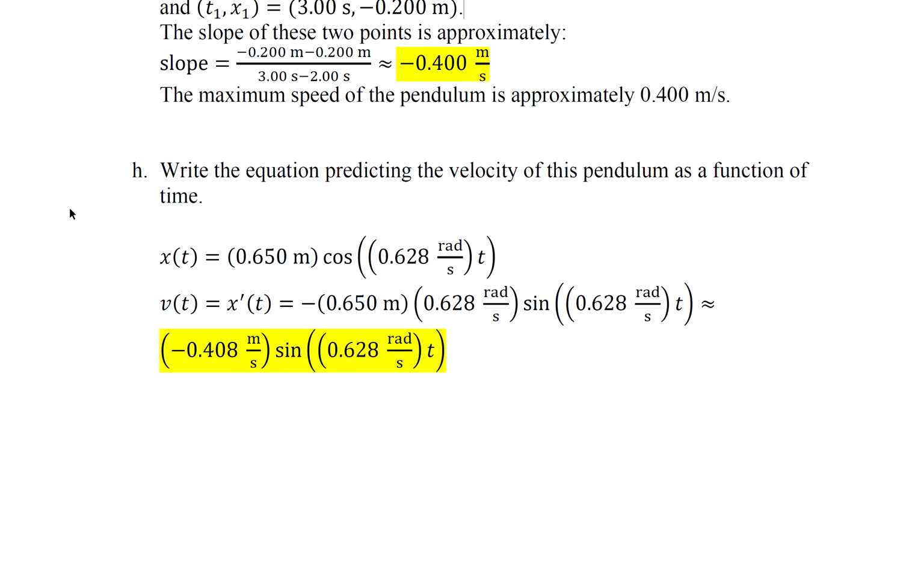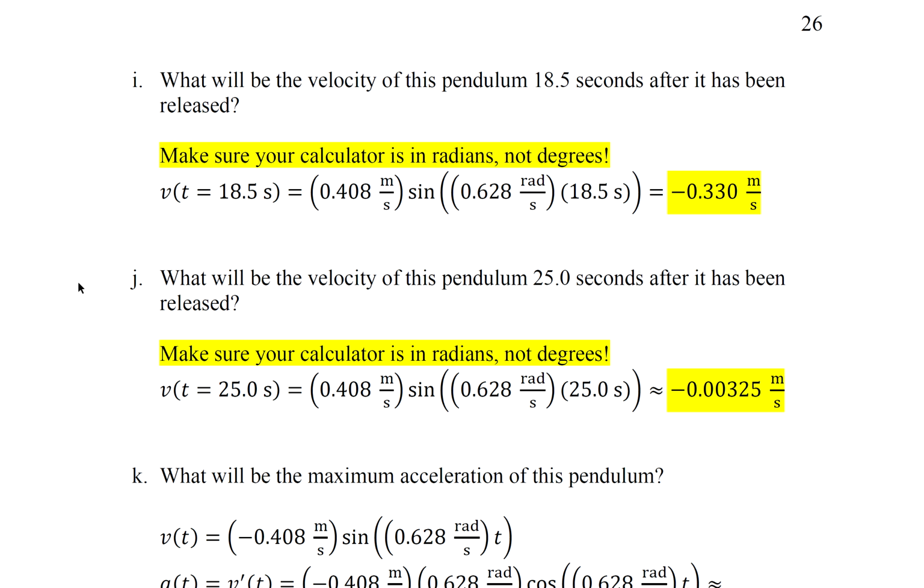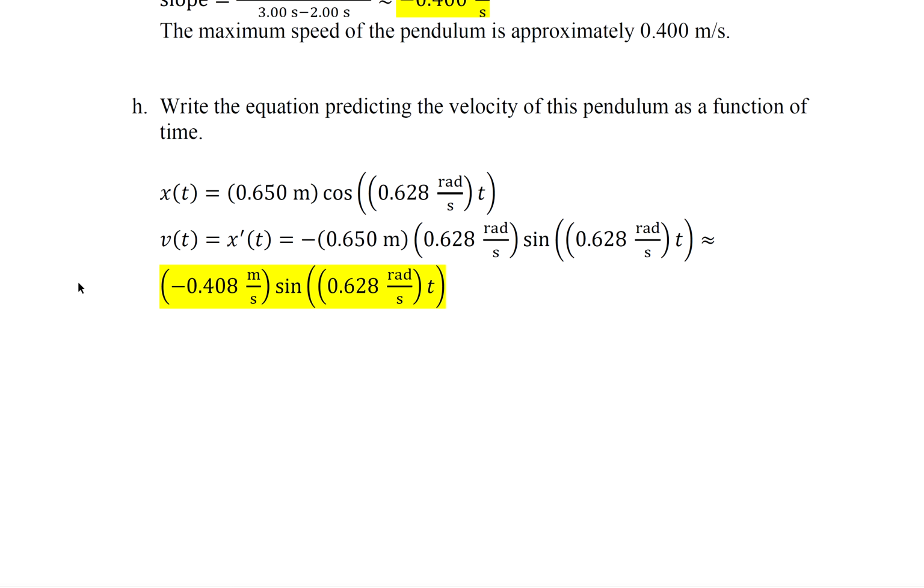Part H, write the equation predicting the velocity of this pendulum as a function of time. So we solved for x. Now take the derivative of x to find v. I and J are asking for the velocity at a certain time. We're just going to use the equation we got from H.